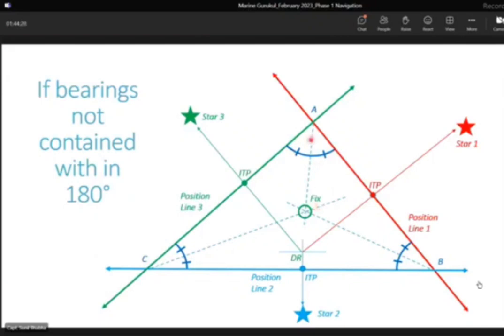So very simple method. Draw the three position lines, have the cocked hat or the triangle on your plot, draw the angle bisector of all the three angles of the triangle, and wherever these intersect, that point is the fix of the ship.